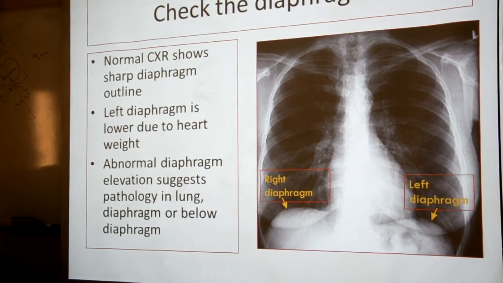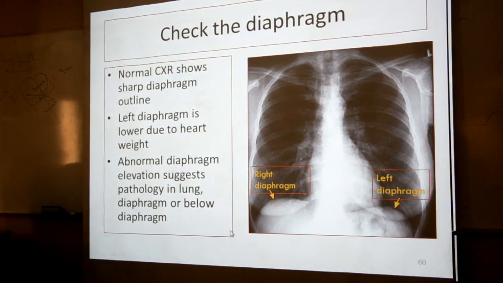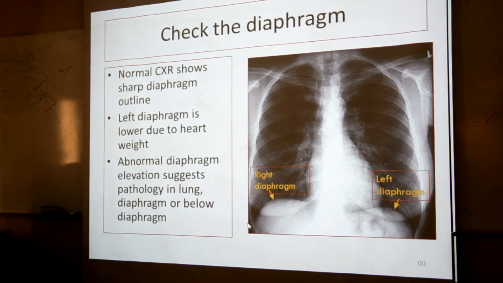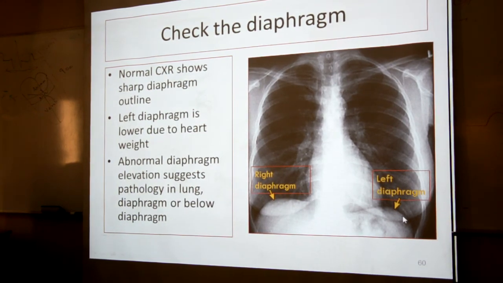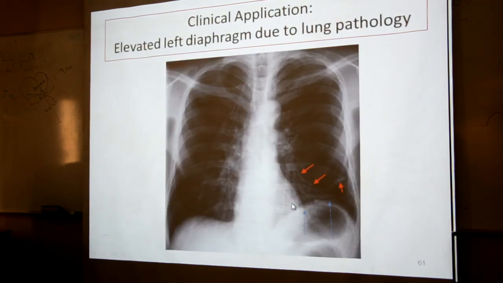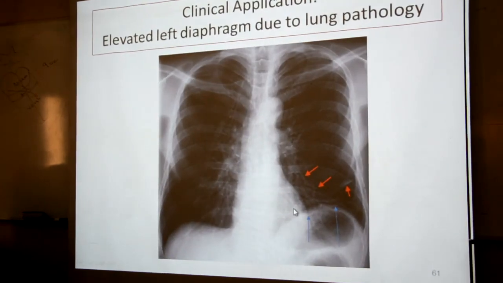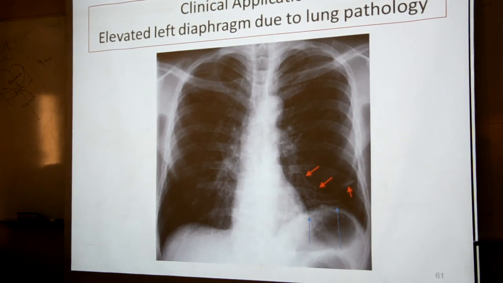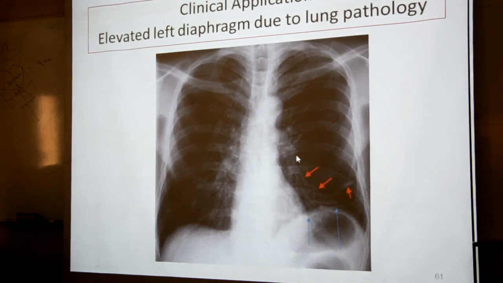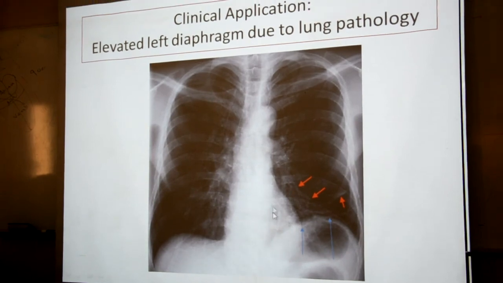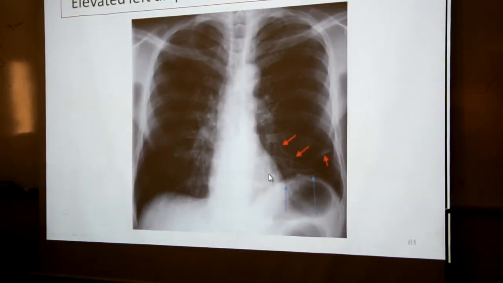Then comes the diaphragm. As I mentioned earlier, the right diaphragm is slightly higher than the left, which is lower down because of the weight of the heart. The right is higher, might be due to the presence of the liver, and they are sharp in outline. The diaphragm may be elevated, unilateral or bilateral, because of pathologies above the diaphragm. In this case, fibrosis, which is pulling the diaphragm.